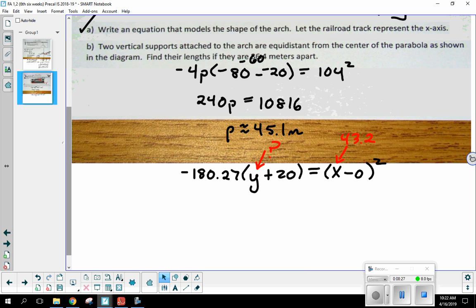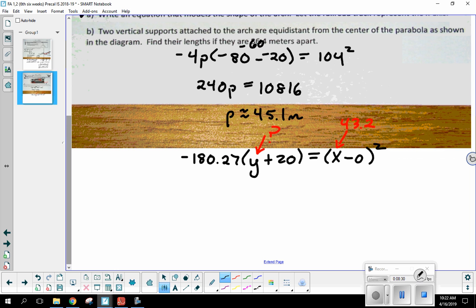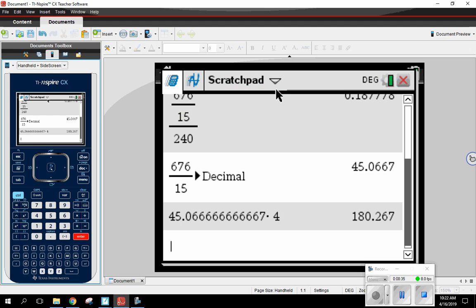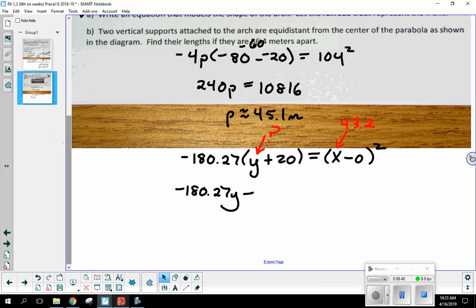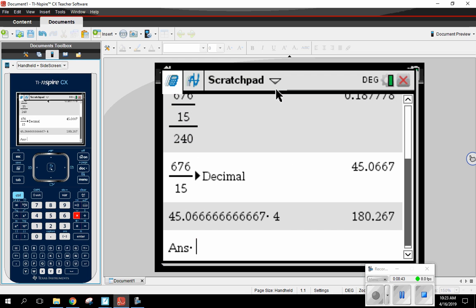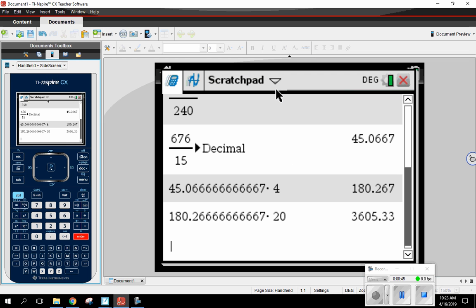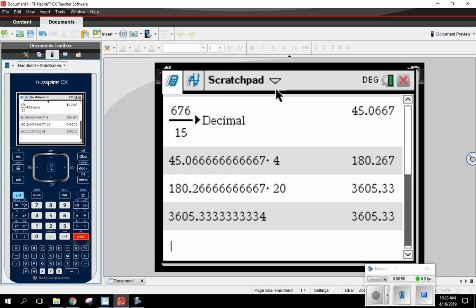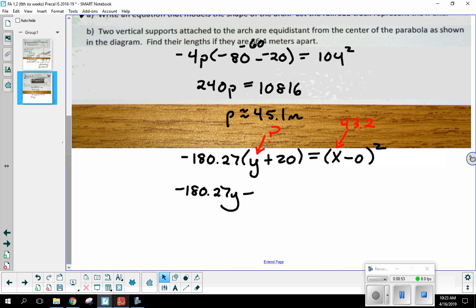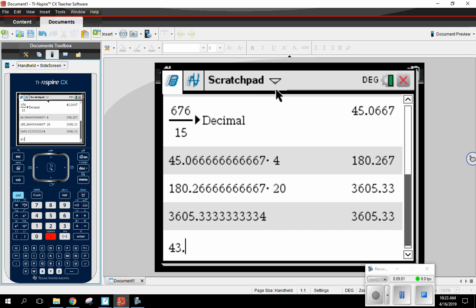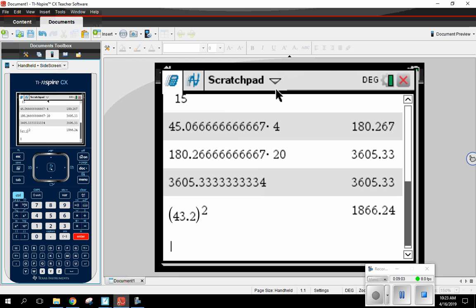I'm going to go ahead and say, if I distribute negative 180.27y minus, I have no idea what that is off the top of my head. So I'm going to go ahead and take that times, since that's negative, it's going to be negative, that's needed times 20. Okay. So 3605.33, let's see how that decimal turns out. Okay, so it's 0.3 repeating. 3605.33 is equal to 43.2 squared, 1866.24.